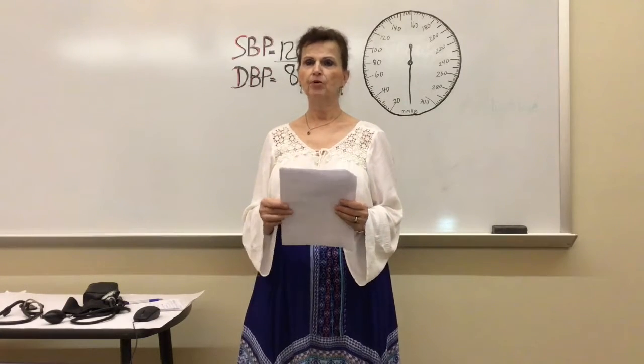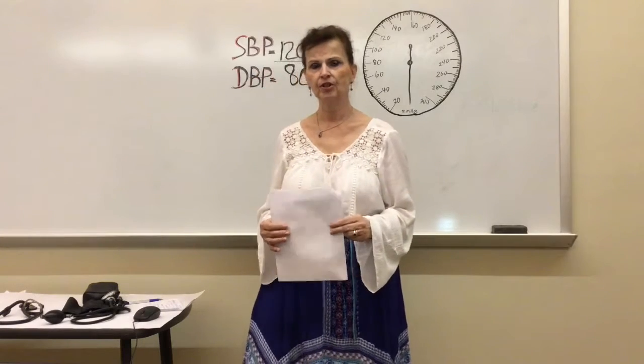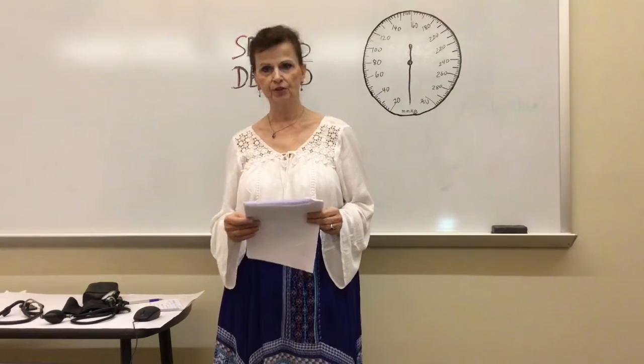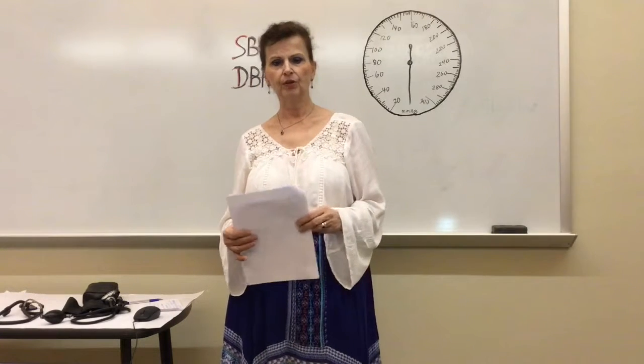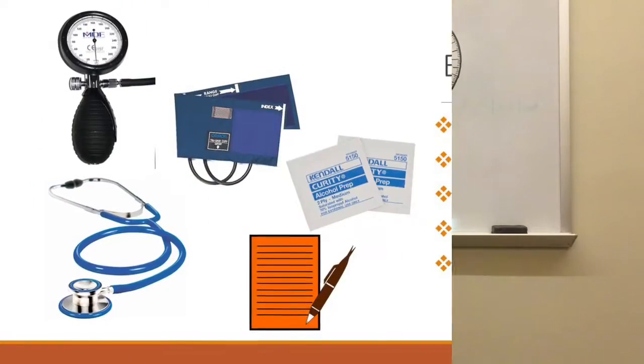They made it more stringent, and now 120 to 139 and 80 to 89 is considered to be pre-hypertension, and patients are at increased risk for progression to hypertension. So lifestyle modifications are encouraged for those patients now. Patients with systolic of 130 to 139 or diastolic of 80 to 89 are at twice the risk for hypertension.